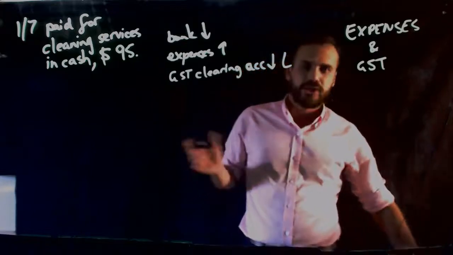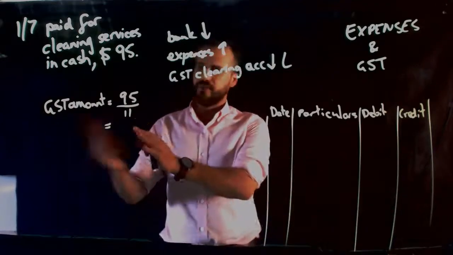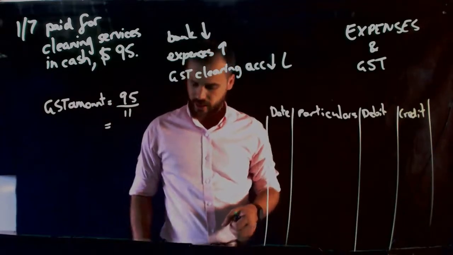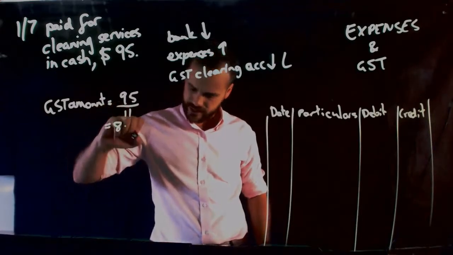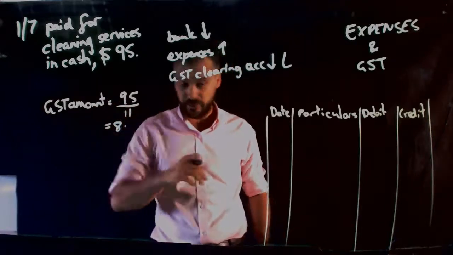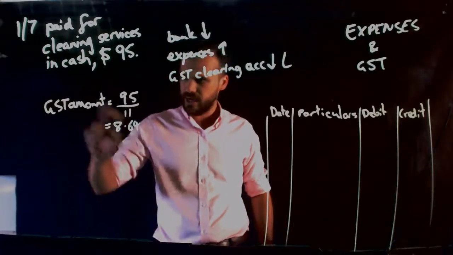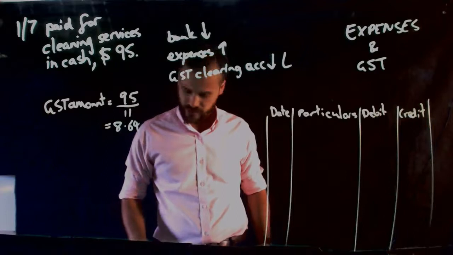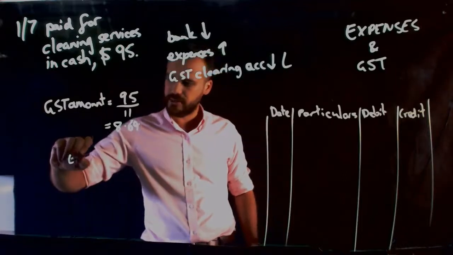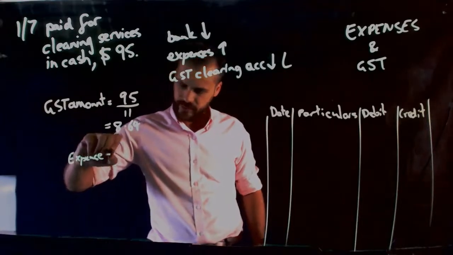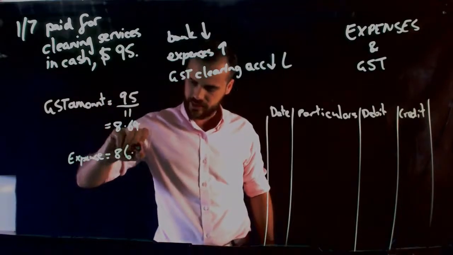Okay, let's draw up a ledger and get to business. So I've got this set up with a couple of things here. First of all, we need to figure out how much GST we paid. 95 divided by 11. Now it looks like we paid $8.63 recurring. We're going to have to round that to $8.64. Now that means that if we paid a GST amount of $8.64, 95 minus $8.64, then our actual expense is equal to $86.36.